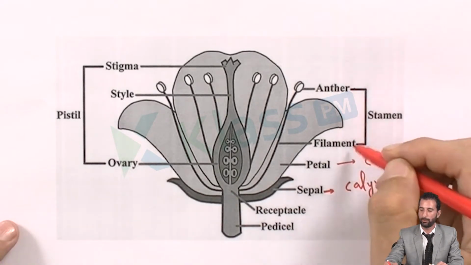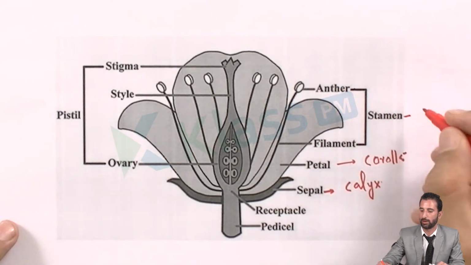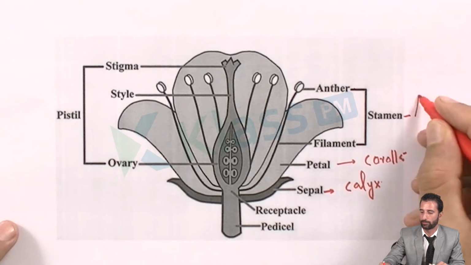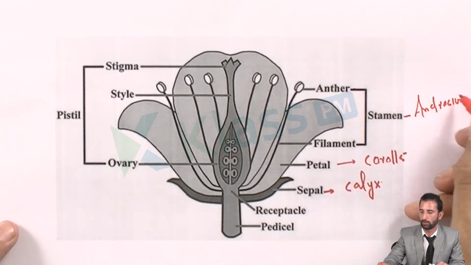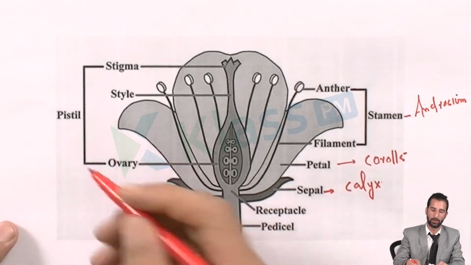The anther and the filament together compose the stamen, and this is also called the androecium. And the next part is the carpel. Carpel is also called the gynoecium, or pistil.